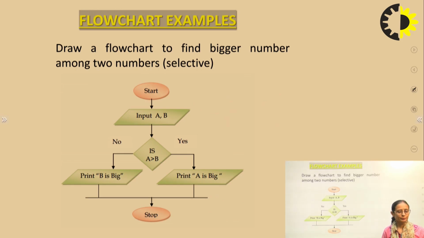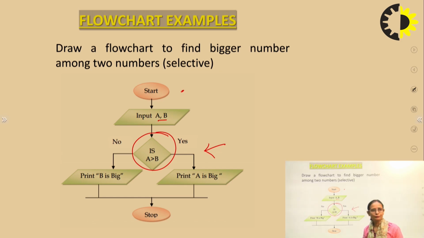Now if you look here, in this problem statement, we do require branching. Here we are drawing a flow chart to find the bigger number among two numbers, so we need to make a selection. We input two numbers and then make a decision, and for the decision we are using the diamond symbol. Here we are making the decision: is A greater than B or not?